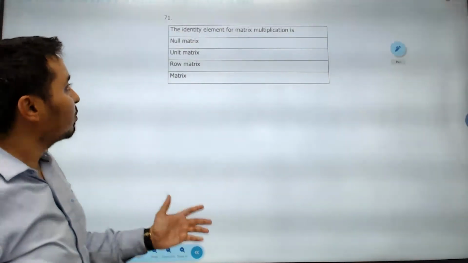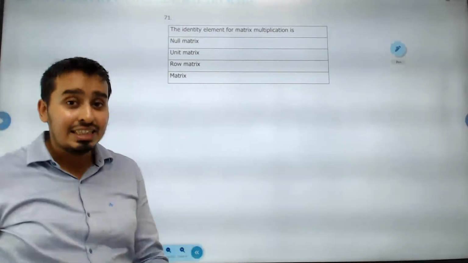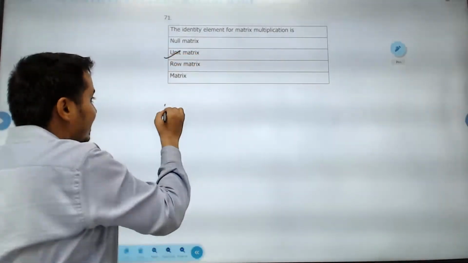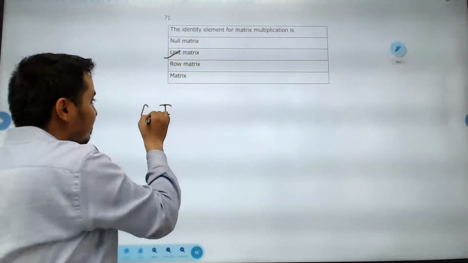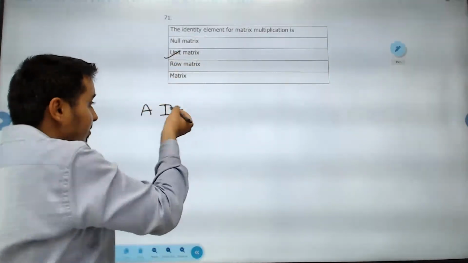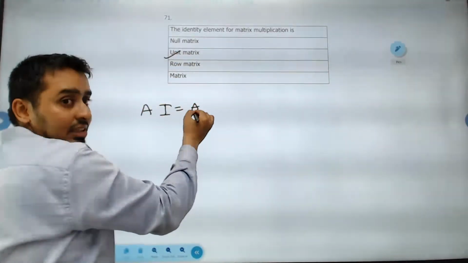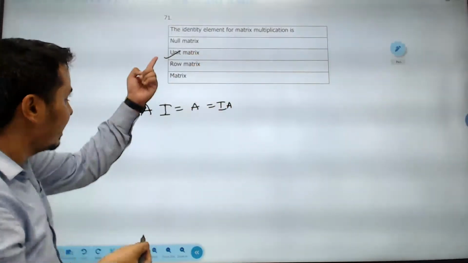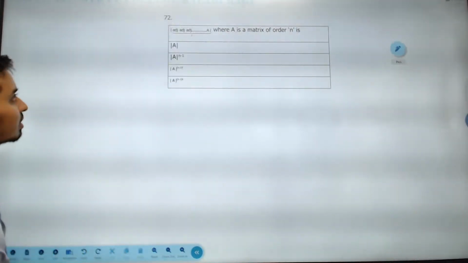The identity element for matrix multiplication is I. That's the reason why it's called the identity matrix, right? Unit matrix is called the identity matrix because when you multiply any matrix with I, you get the other matrix as it is. And it doesn't matter in which order you multiply. So the unit matrix is the answer.